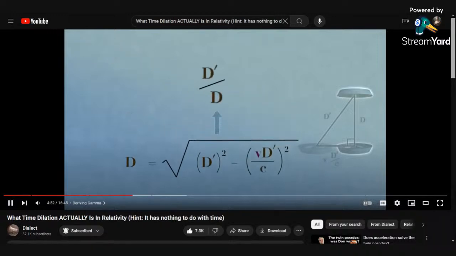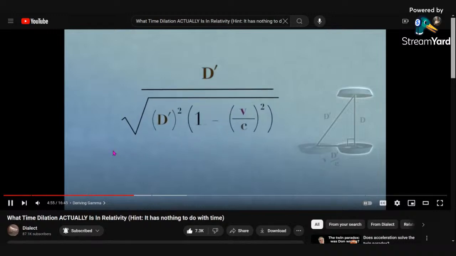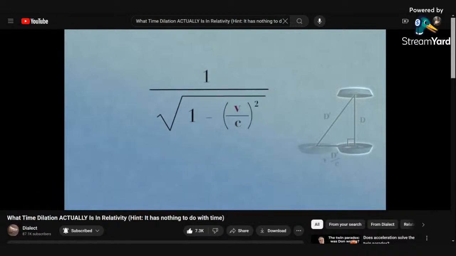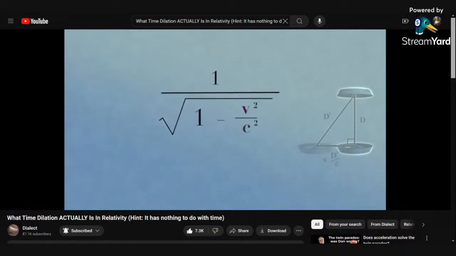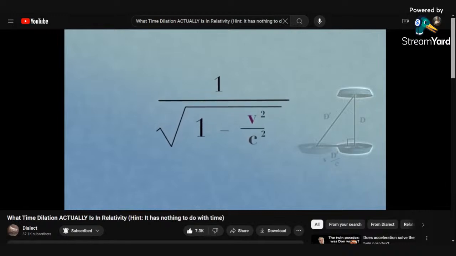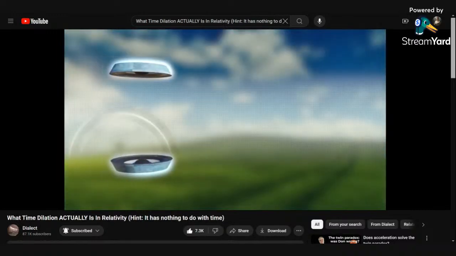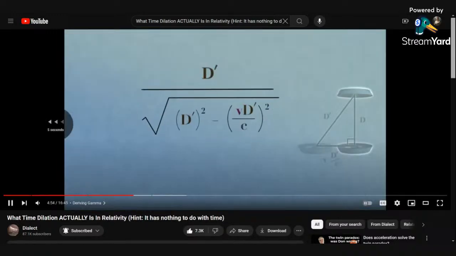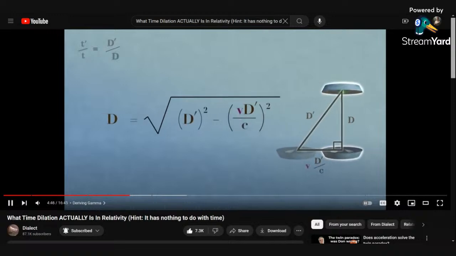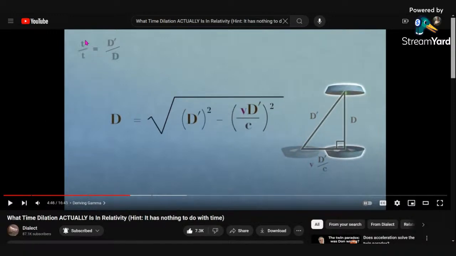Plugging this expression into our ratio, we can factor out the d prime in the denominator and cancel it with the d prime in the numerator to leave the expression 1 divided by the square root of 1 minus v squared over c squared. Look familiar? Well, it should, because it turns out that a sound clock in motion with respect to an observer ticks at this ratio. There's no equal sign, so it's t prime over t. It's the ratio. This is the time dilation. This is literally the time dilation. By how much is the time getting dilated?